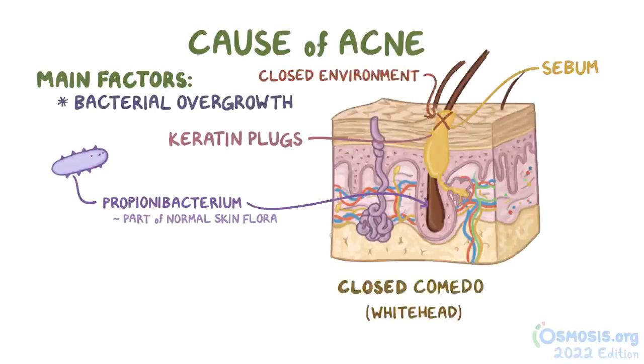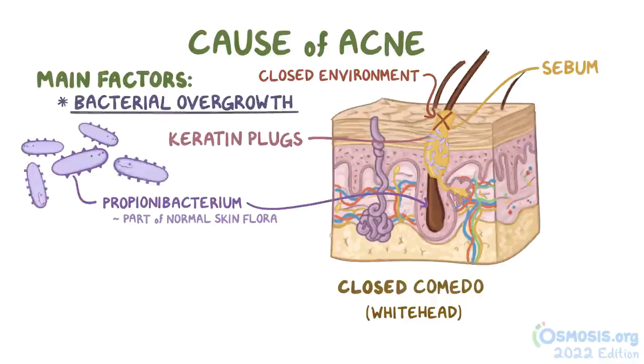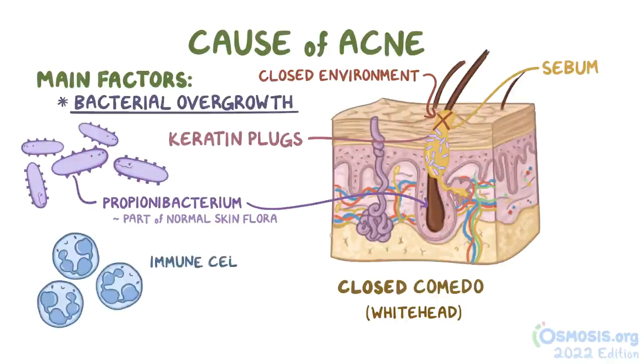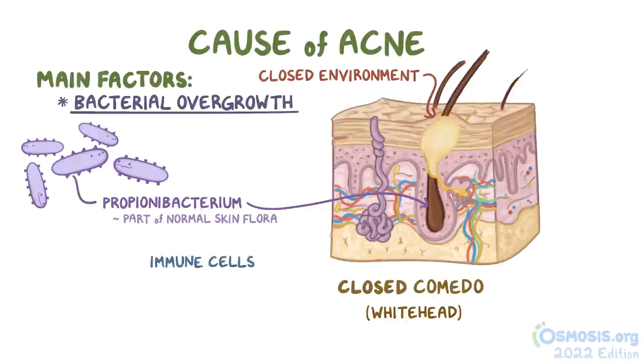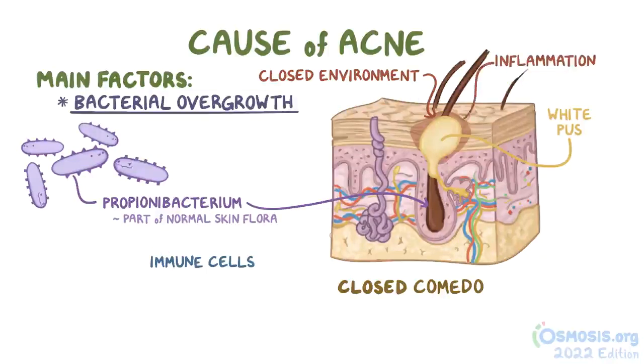In a closed comedo, the bacteria grow and grow, feasting on the keratin plugs and sebum, and they have no place to go, resulting in bacterial overgrowth. The overwhelming number of bacteria attracts immune cells, which head over and start attacking the bacterial cells. The result of this mix of bacterial cells and immune cells is white pus, with surrounding red inflammation. This is technically called a pustule, or commonly a pimple.